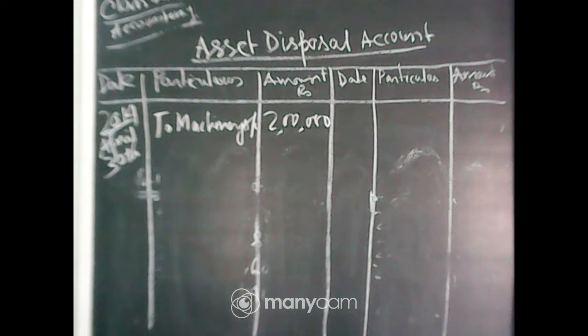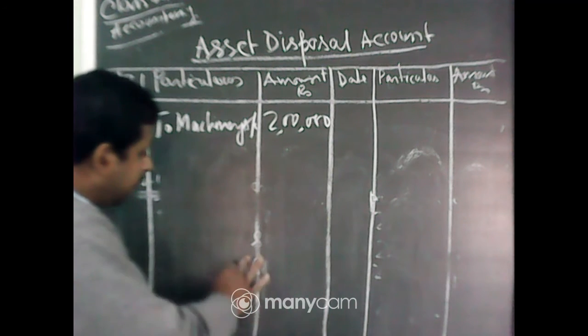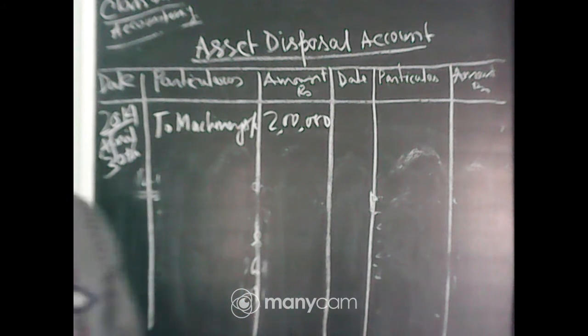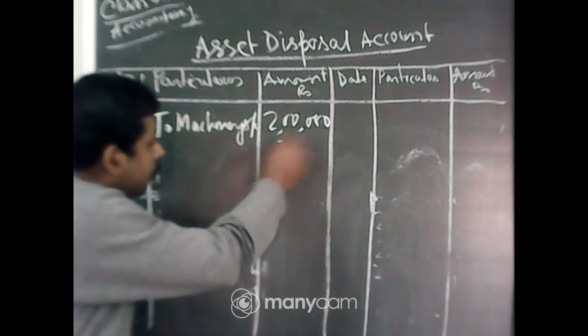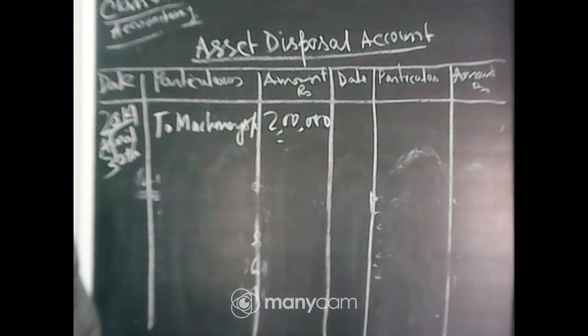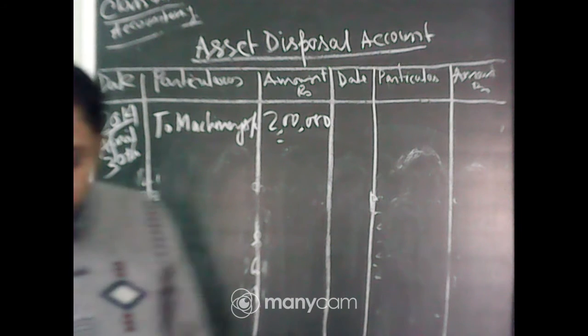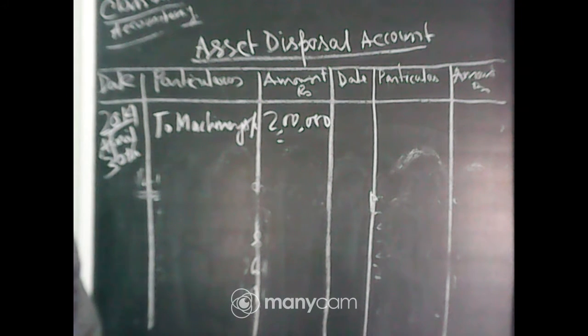Now we have to transfer again the provision for depreciation. From where do we actually get this accumulated depreciation? From the provision for depreciation account, we will transfer the depreciation for that particular machine to the asset disposal account. Accumulated depreciation means the depreciation accumulated in the provision for depreciation account. Now, I have already shown the working.